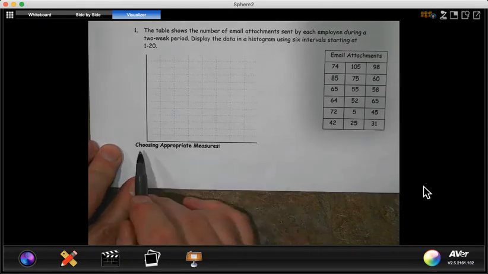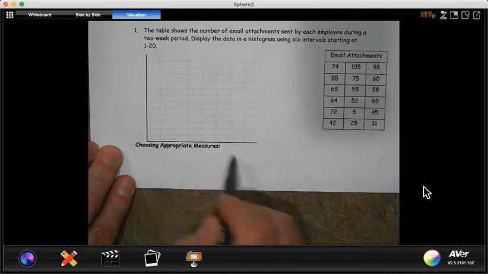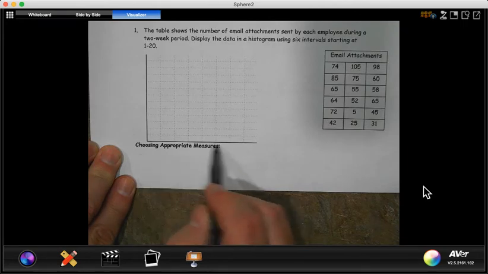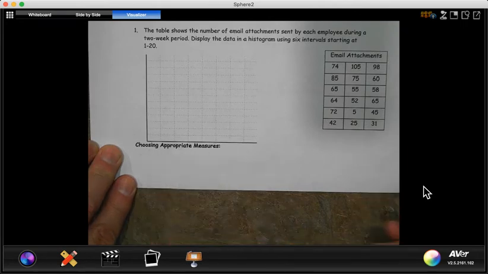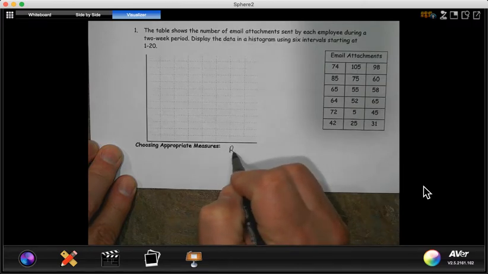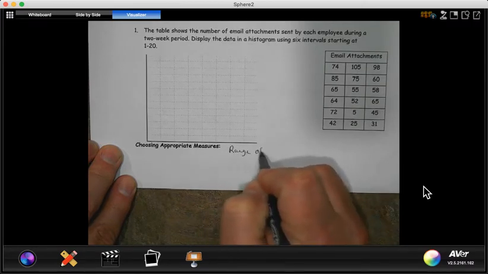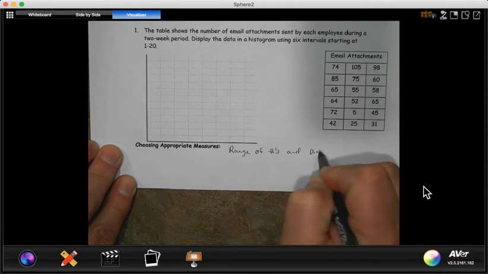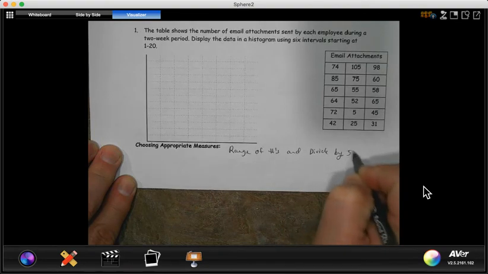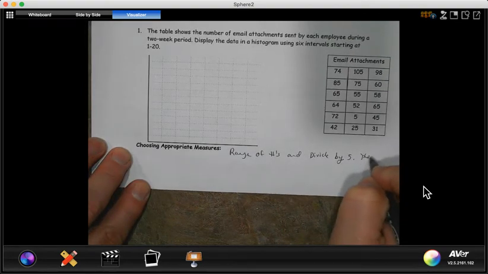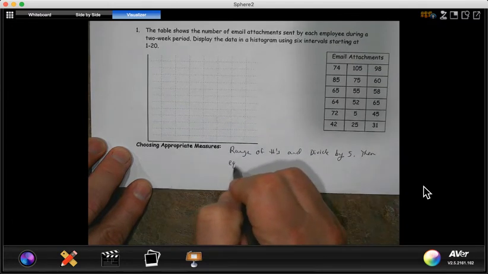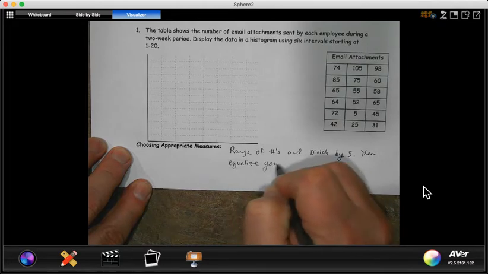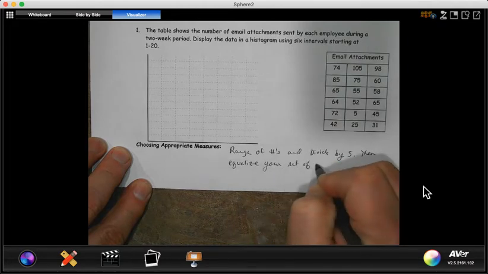So the first thing you do is choose appropriate numbers. My guess is if you need help, because we don't want you to pick a weird scale, but this is me, I would take the range of numbers and then divide by 5. Then equalize your set of numbers. So you'll see what I mean in a second.